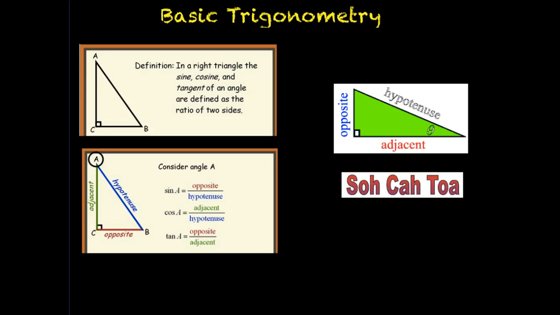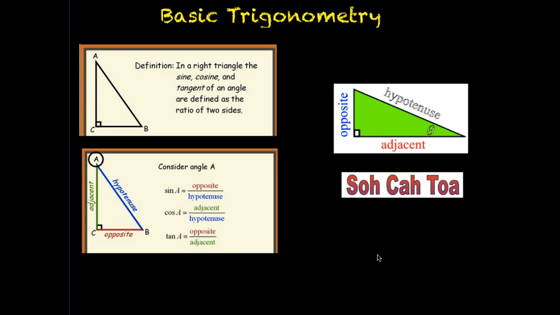Let's look at some basic definitions. In a right triangle, the sine, cosine, and tangent of an angle are defined as the ratio of two sides. So that's all those trigonometric ratios are, just ratios. If we consider angle A here, if we want to find the sine from this angle A, we take the opposite side over the hypotenuse. Those are just lengths. If we want to find the cosine from this angle A, we take the adjacent side and divide it by the hypotenuse. And finally, the tangent is the opposite side divided by the adjacent.